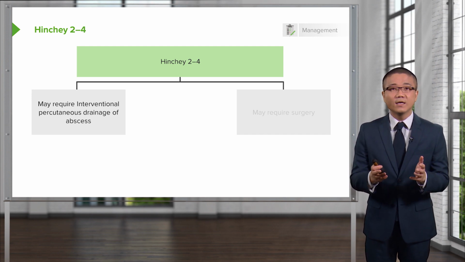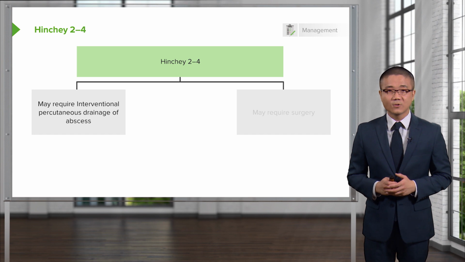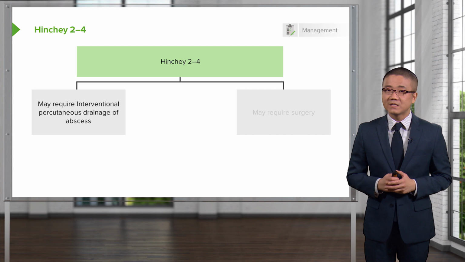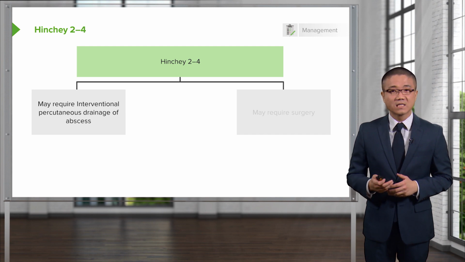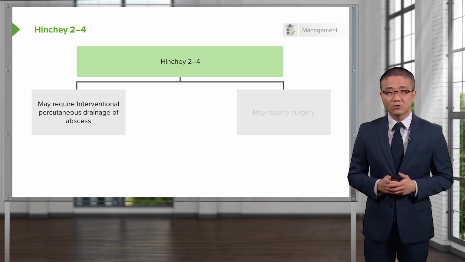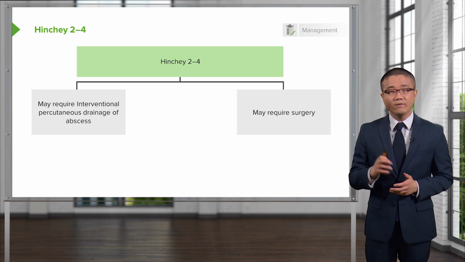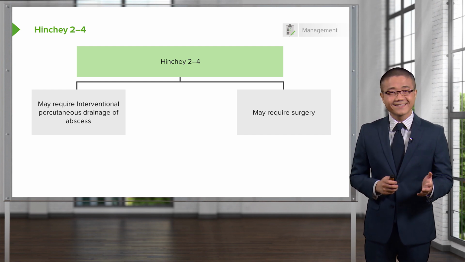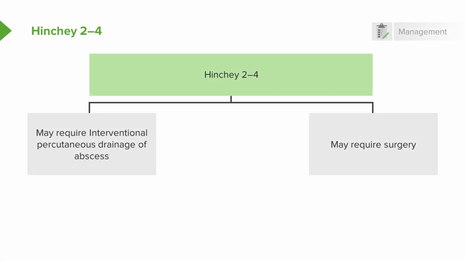Now, on the examination, presented with a scenario of a patient who comes in with a Hinchey 2 to 4 classification, as long as the patient does not have any rebound or guarding suggestive of peritoneal signs, the patient can be safely managed with antibiotics and interventional percutaneous drainage. However, if the patient's disease progresses, interventional radiologists are not available, or the interventional percutaneous drainage is not successful in the drainage, the patient may require surgery, particularly with clinical deterioration.